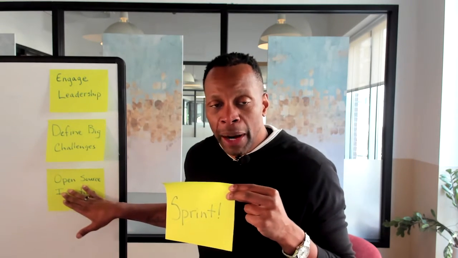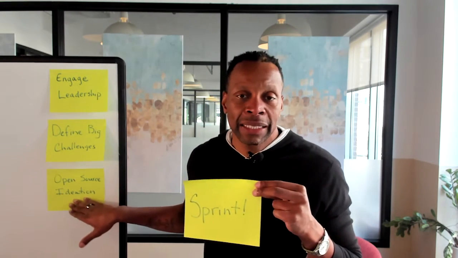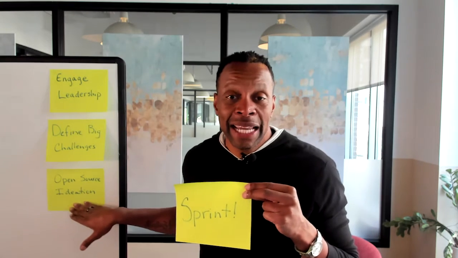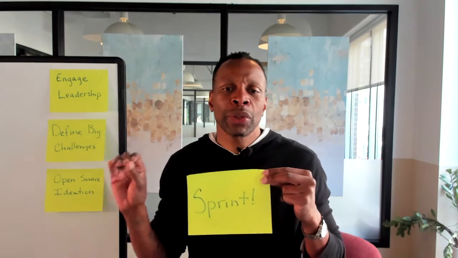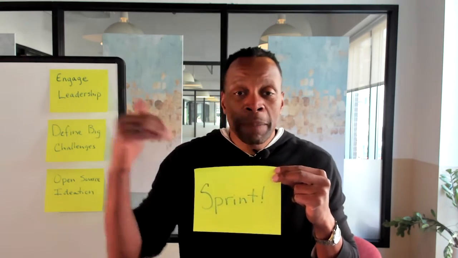But the key here is, after you've prioritized and looked at all the ideas that came out of open source ideation, rank those ideas and pick the top 2 or 3. And from there, you want to have different teams work to run a design sprint.